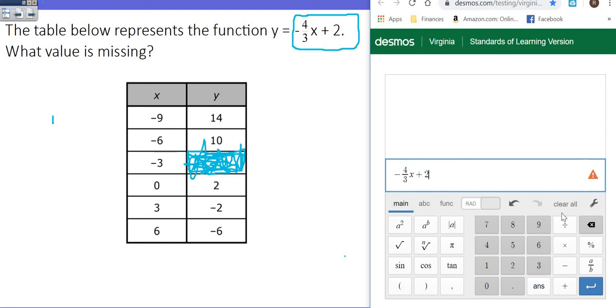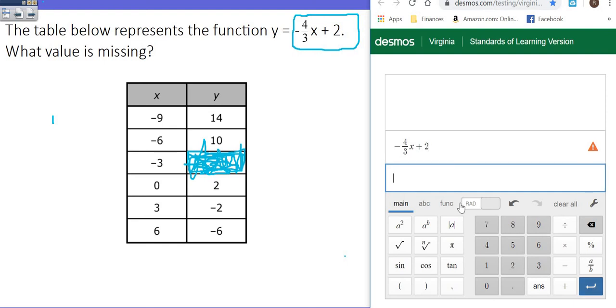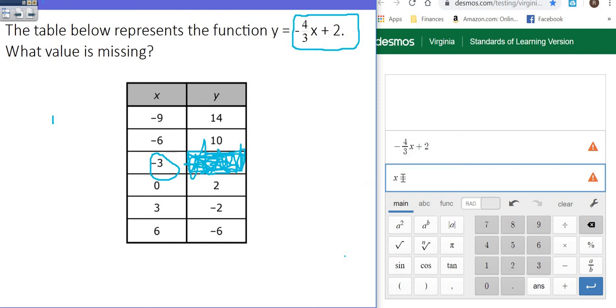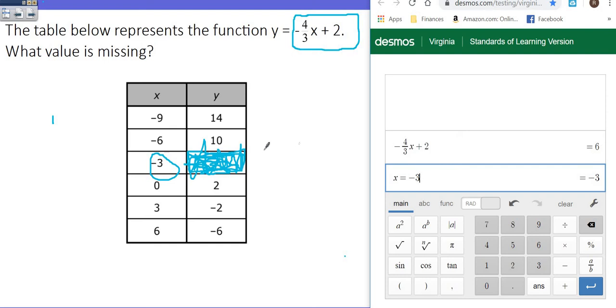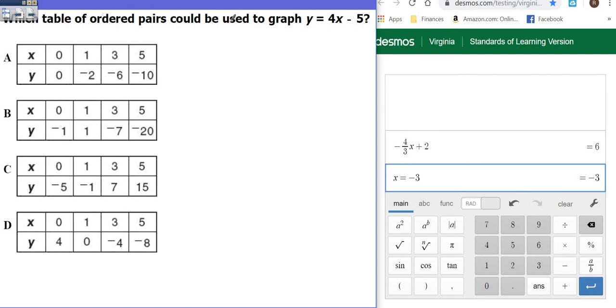-4/3x plus 2. So the next line we're going to go to, we're going to put in x equals, and this is the x value that we want to find a corresponding y for. So we're going to put in a -3, and if you notice on Desmos, it gives you a 6. So the answer that you would type in would be 6. Let's check and see what the next one is.